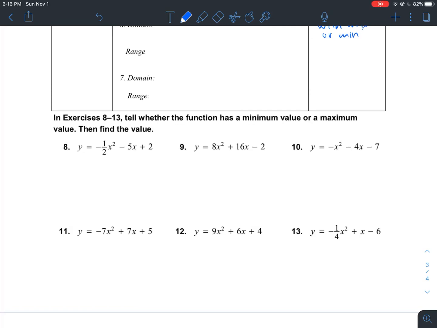So for number 8, we can see here that a is equal to negative 1/2, and that's less than 0, so that means our graph will be open downward, so we will have a max value. So we'll have a max. So we know we'll have a max value, but what is that max value?